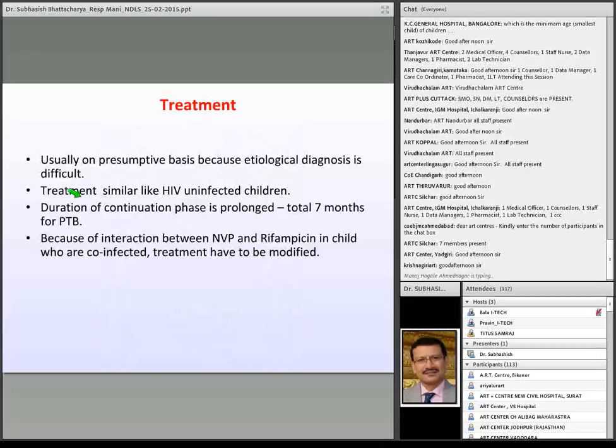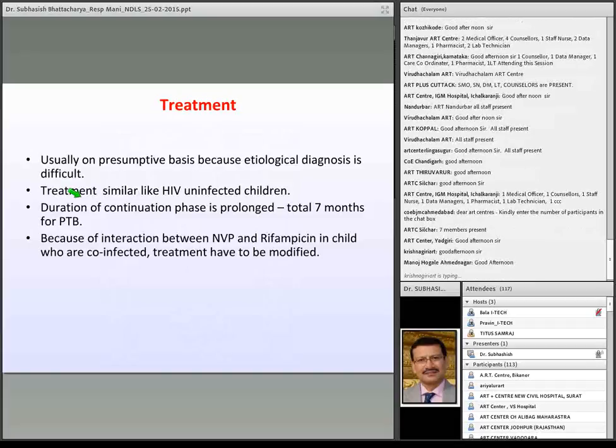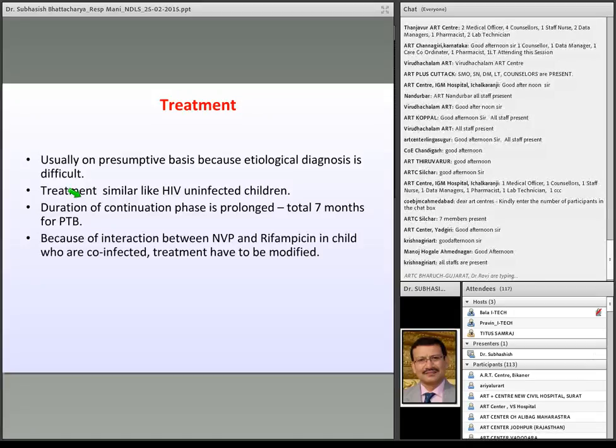Treatment is usually started on a presumptive basis because etiological diagnosis is difficult. The tuberculosis treatment is similar to that in HIV uninfected children. The duration of the continuation phase is prolonged here, a total of 7 months for pulmonary tuberculosis. Because of the interaction between nevirapine and rifampicin in co-infected children, treatment has to be modified. This applies not only to nevirapine but also to the protease inhibitor lopinavir, because both of these drugs are extensively metabolized by rifampicin, so the blood level decreases and modification is required.